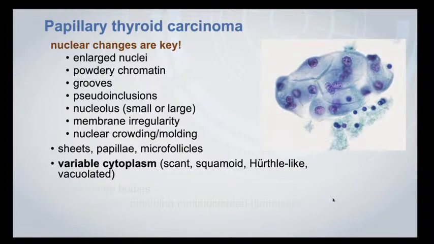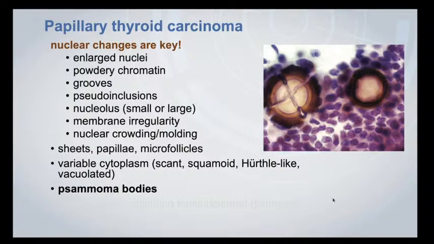The cytoplasm is highly variable in papillary thyroid carcinomas, and I think it's actually more of a distraction than it is really helpful. It can be scant, or it can be abundant. It can be squamoid, as you see in this image. It can be Hürthle-like, or it can be vacuolated. And as I said, I think it's more of a distraction sometimes than it really is helpful. But good to remember that this variable morphology in the cytoplasm is not unusual for papillary thyroid carcinomas. Certainly, at least focally, many papillary thyroid carcinomas have a variety of appearances in the cytoplasm.